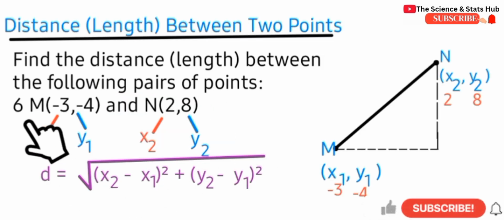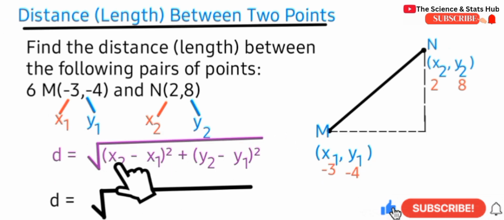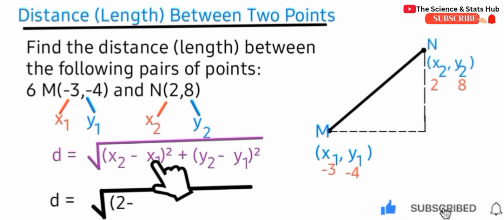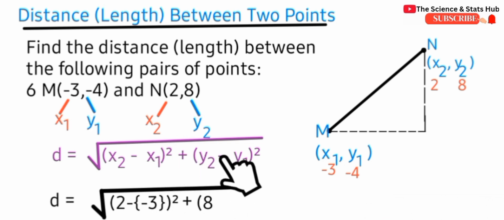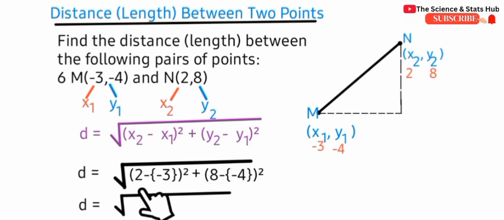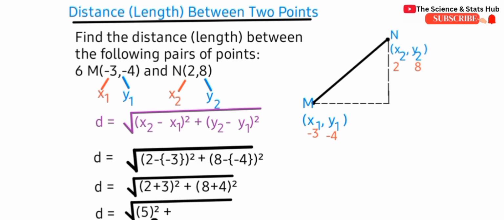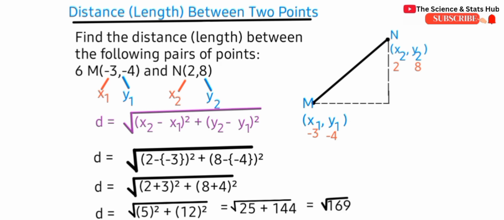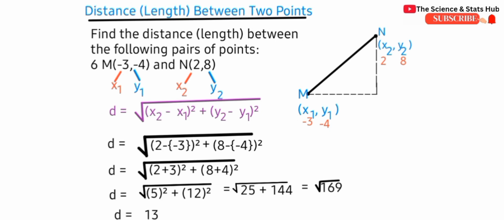Now, let's find the distance between point M and point N. The x2 value is 2 minus x1 value negative 3, squared, plus y2 minus y1 negative 4, squared. 2 minus times negative 3, positive 3, squared, plus 8 minus times minus 4, positive 4, squared. 2 plus 3 is 5 squared, plus 8 plus 4 is 12 squared. 5 squared, 12 squared, 25 plus 144 is 169. The square root of 169 is 13. Therefore, the distance between M and N is 13.